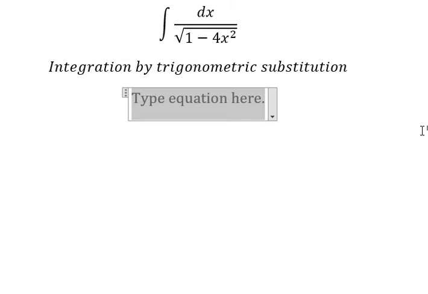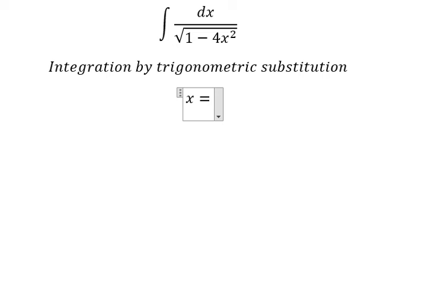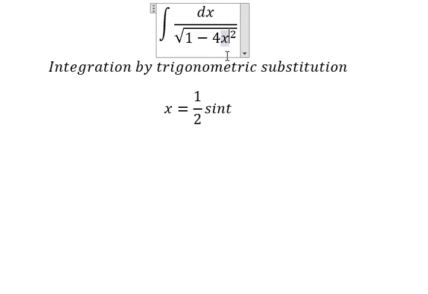So I will put s equals 1 over 2 sine t. If I put this one going here, you get 1 over 4 sine t square. Number 4, we cancel. 1 minus sine t square, we change to cosine t square, and later we simplify the square root and ds.